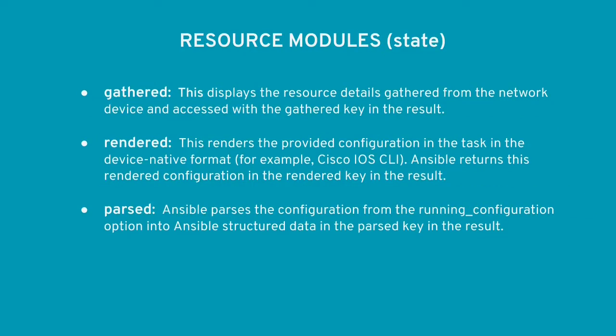With the latest release, we have introduced new states as well, and these states are gathered, rendered, and parsed. Gathered is very similar to what we have in fact gathering. It will simply fetch the facts from the device and display them in a structured format, and that would be covered within the gathered key. The next one is rendered. This renders the provided configuration in the task in the device native format, and Ansible returns this rendered configuration in the rendered key in the result.